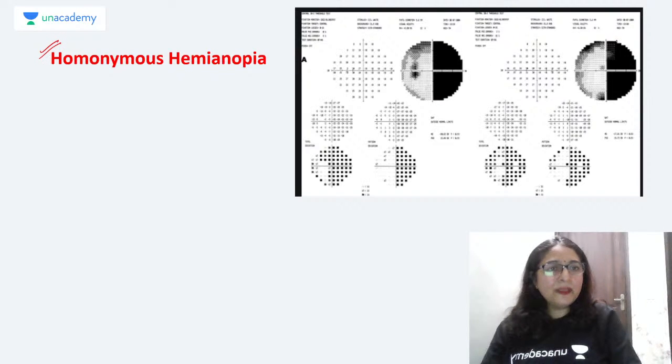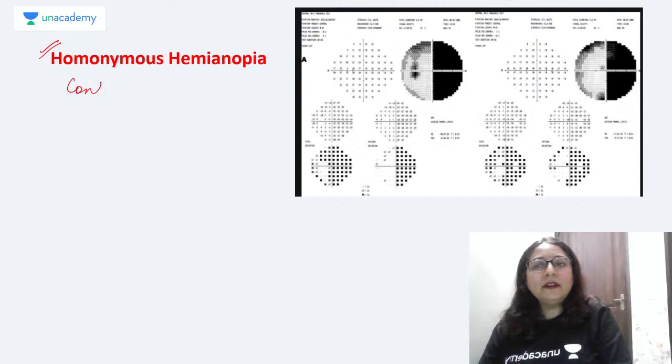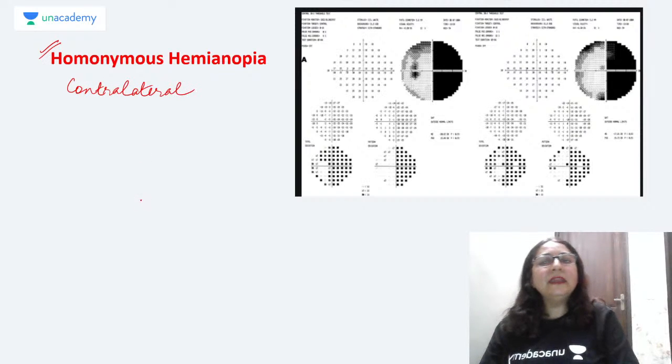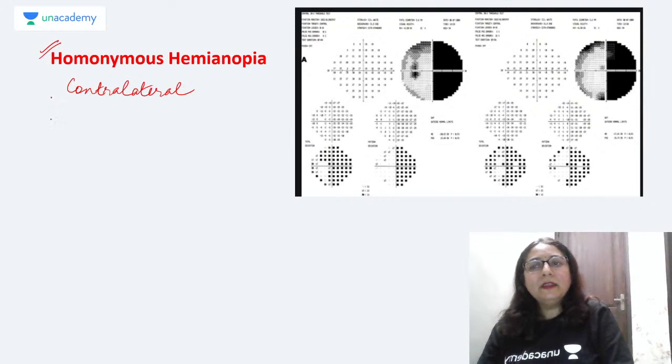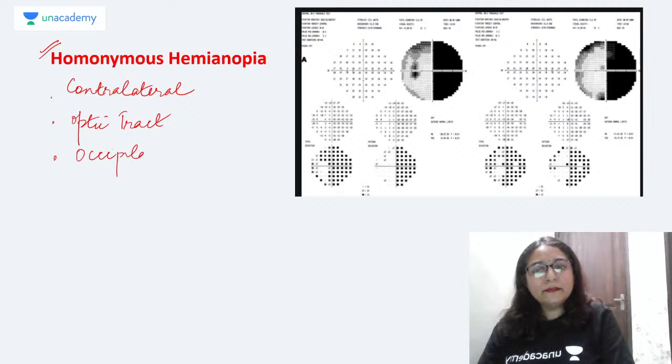Homonymous hemianopia, same side of the field is gone. Okay, it is a contralateral defect, that if the right side of the brain is involved, the left side of the field will be gone. Now homonymous hemianopia can be seen in optic tract lesion as well as in lesions of the occipital cortex. Okay, but occipital cortex lesions will be associated with macular sparing.